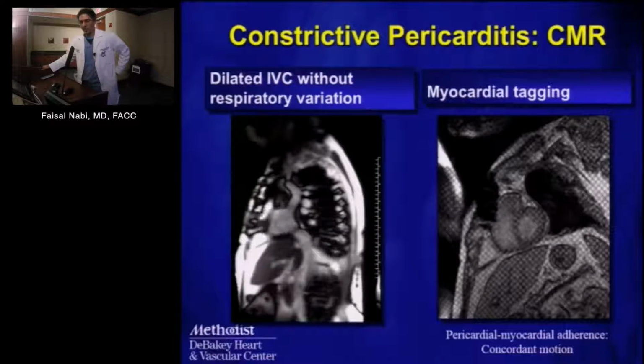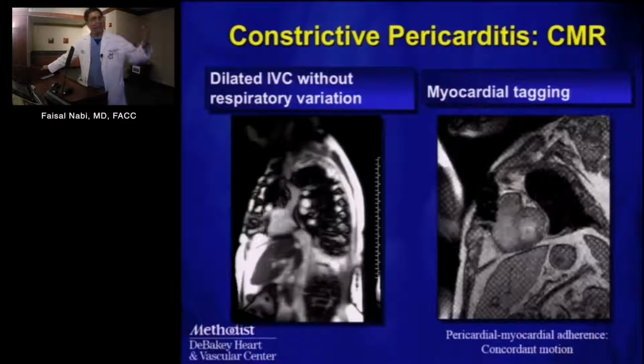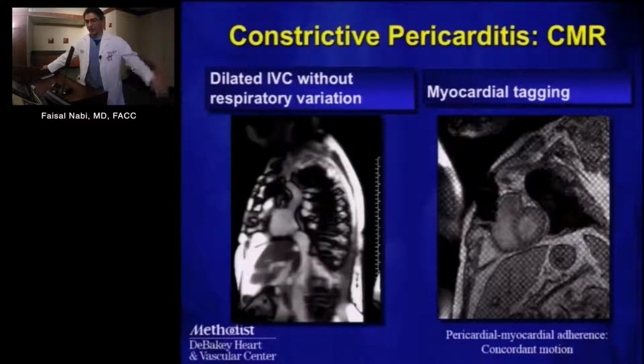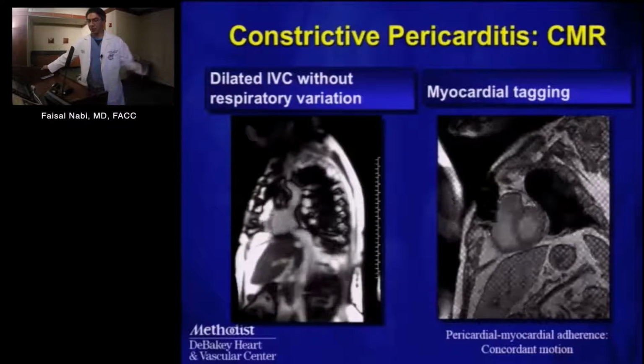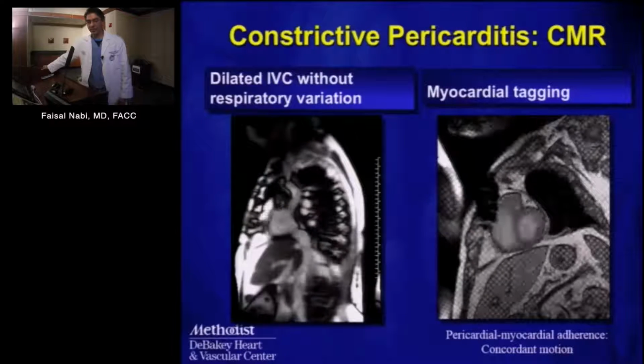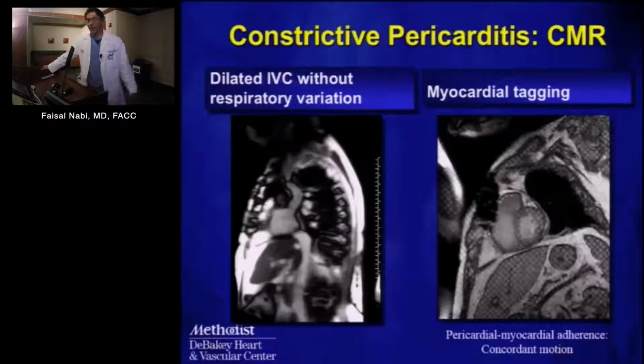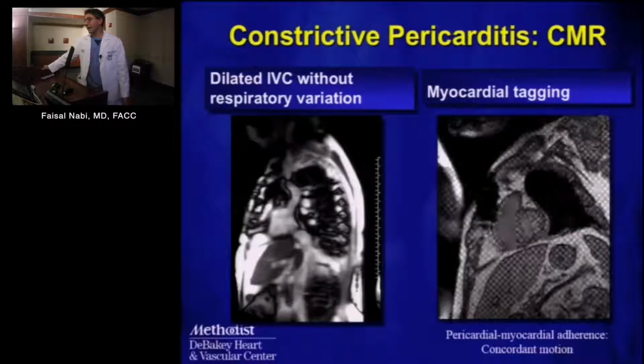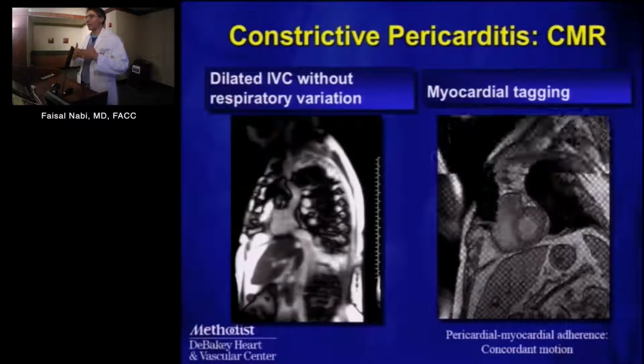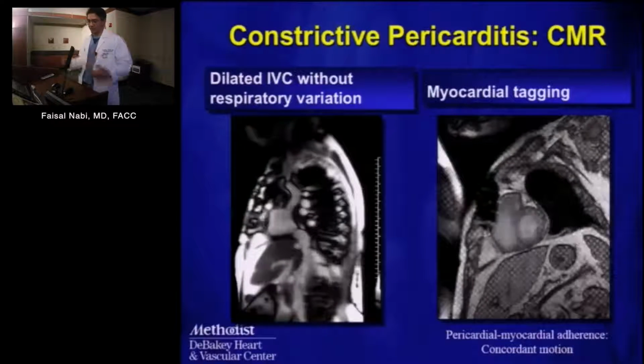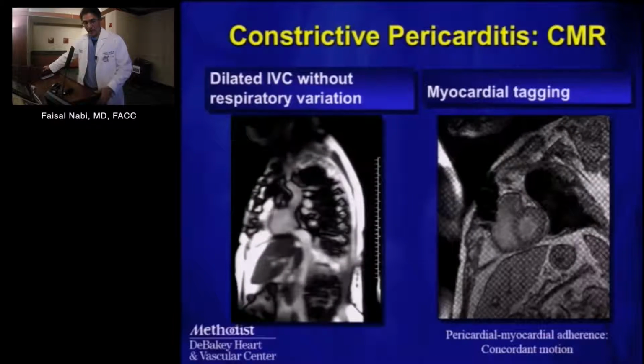We would see a lot of the same features in all our studies for constrictive pericarditis. We would look at the IVC and the hepatic veins. We would assess for respiratory variation as the patient was breathing. We can consider myocardial tagging if we had to, where you would see that the pericardium and the myocardium are moving together and not independent of each other.